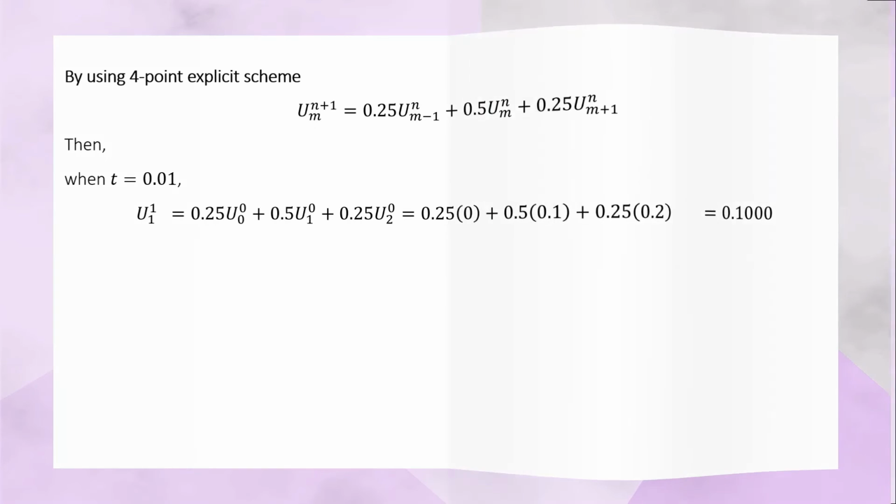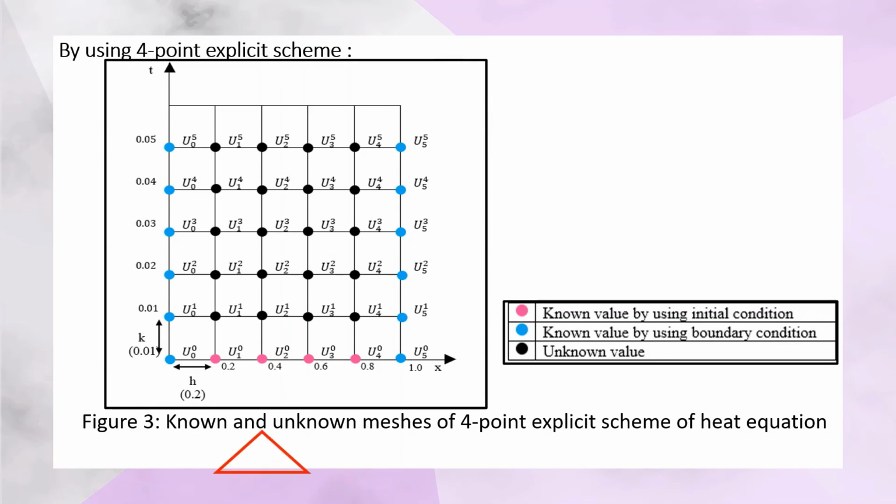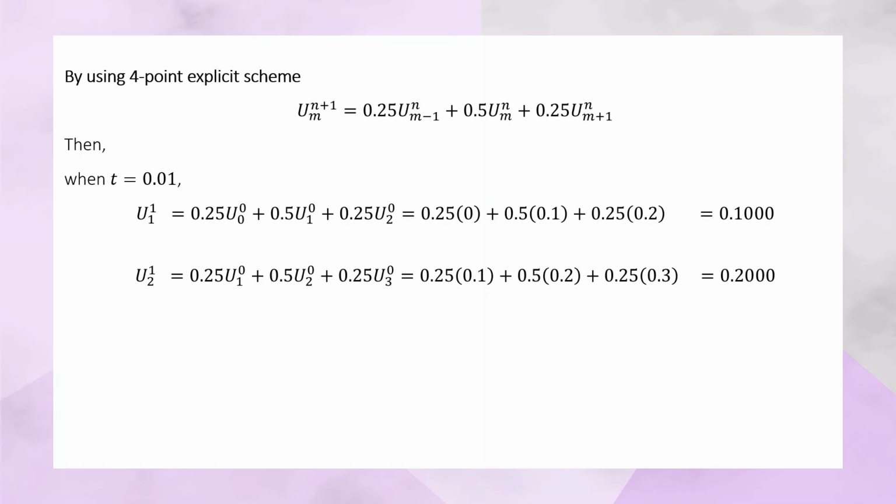Next, let us find the value of U21 at t equals 0.01, where the value of M is 2 and the value of N is 0. By using the 4-point explicit scheme, in order to find the value of U21, it will involve these other 3 points below it that can be illustrated as a triangle. The values of U10, U20, and U30 have already been found by using the initial condition. So, we can just substitute the values into the formula and we will get 0.2.